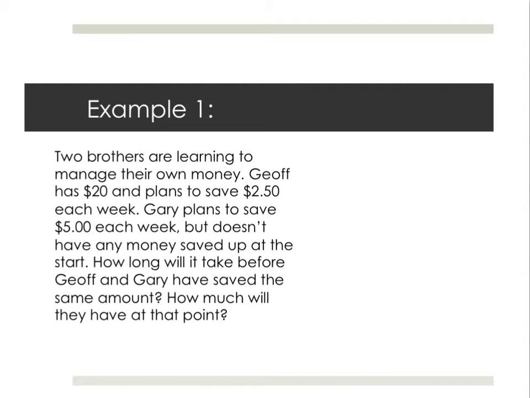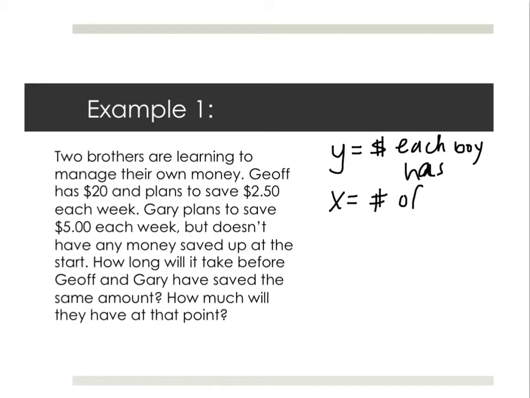Alright, so we're going to write a system of equations for this situation. So let's start off by defining our variables. We're going to have y represent the amount of money each boy has. We're going to have x represent the number of weeks as they pass. Well, Gary's situation is that he's going to save $5 per week.